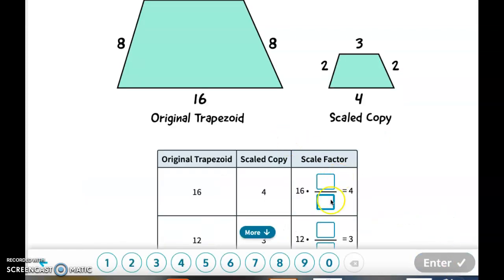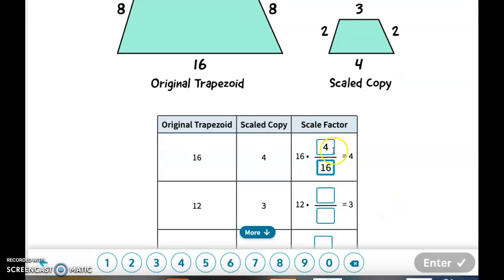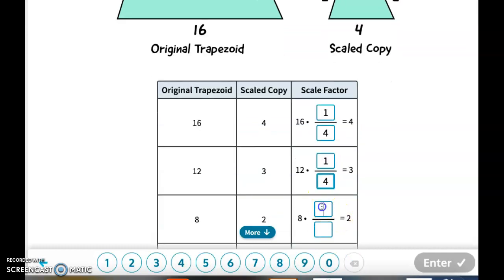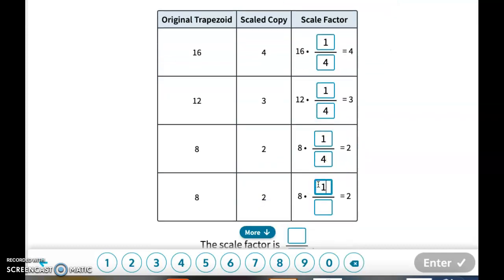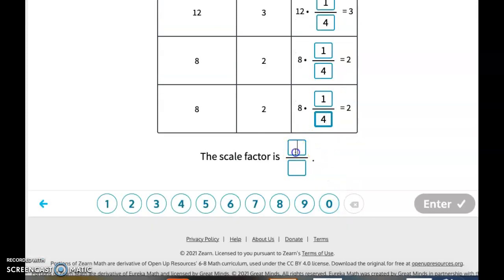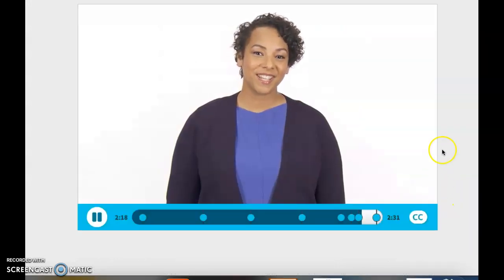Next. Okay, so we want our scale factor. So we could do 4 over 16. But we know that that can reduce. So I'm going to reduce it to 1/4. I told you we'd be reducing fractions a lot. And it'll be the same all the way through. Our scale factor is 1/4. Yay, we're excellent. Now it's time to bring it together in your notes.